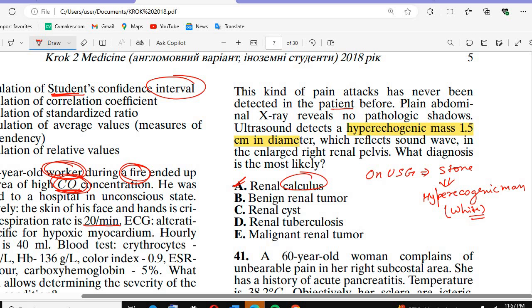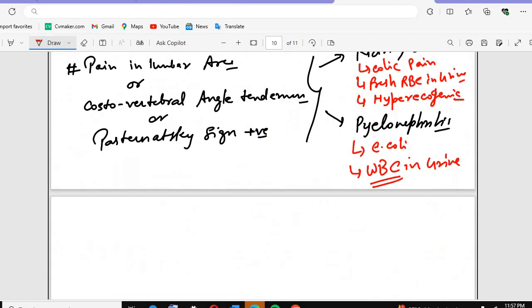Okay, so this is a hyperechogenic mass. We have seen already that it is a renal calculus, so you do not have to search more. Always remember, if a stone is there, it will look hyperechogenic. On ultrasound, the stone will look hyperechogenic.